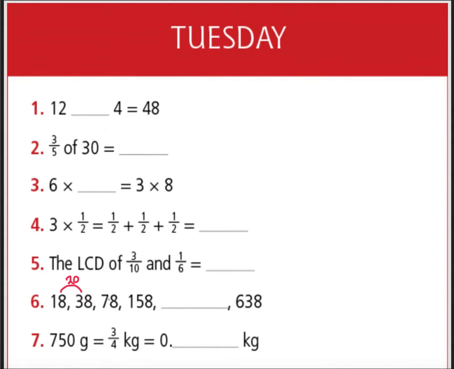Now to go from 38 to 78, it'll be 38, 48, 58, 68, 78. So this time we're jumping by 40. If we jump from 78 to 158, we're going to 88, 98, 108, 118, 128, 138, 148, 158. So that's a jump of 80. Now you can see this is going 20, 40, 80. It's doubling each time.